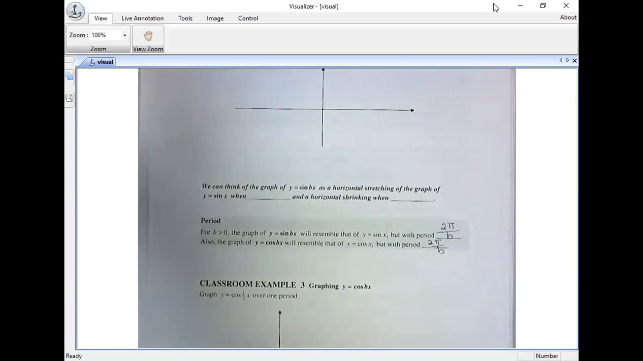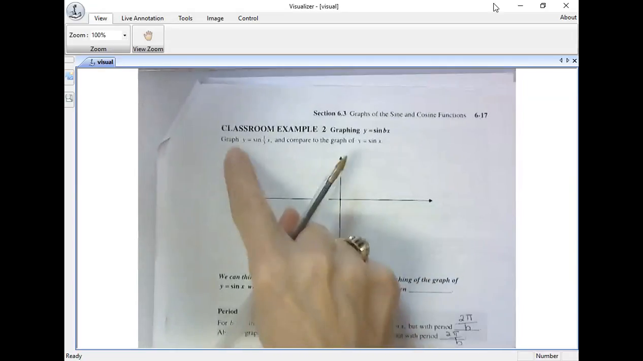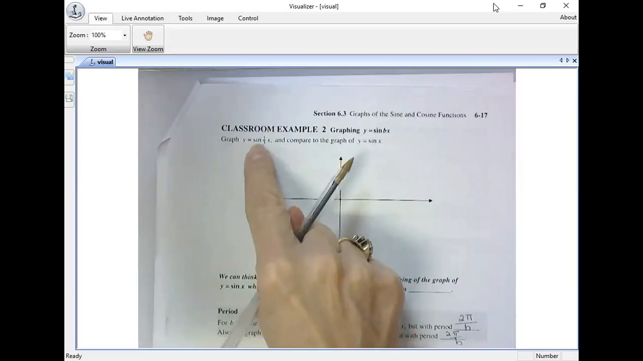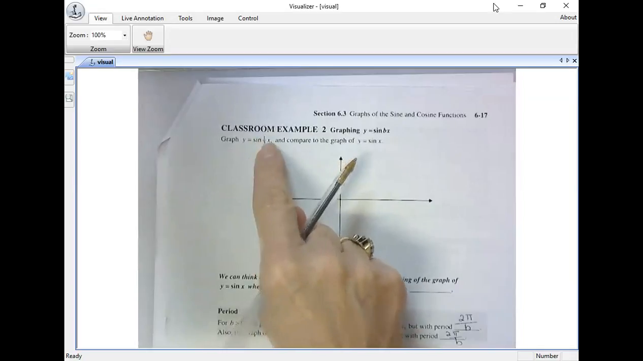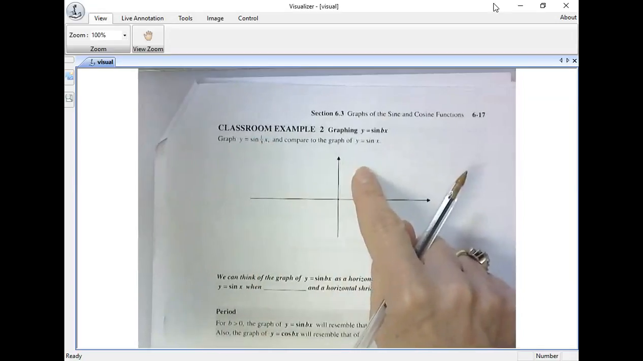Now let me show you how that's going to help us on the graphing. So let's look at this one up here. What it says is we want to graph y equals sine of 1/3 x, and then we could compare it to the sine of x.